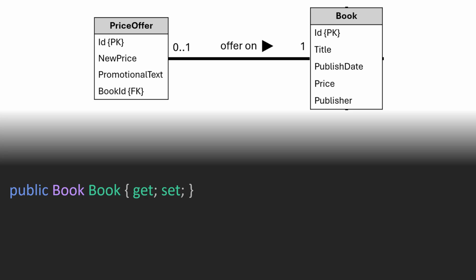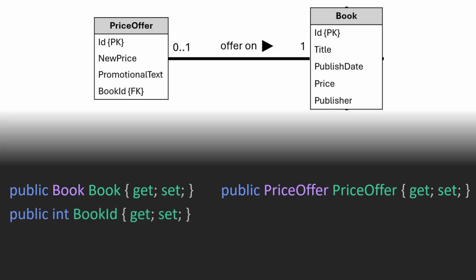For convenience, I would also recommend adding a navigation property the other way, from book to price offer. However, now EFC will not be able to tell which table to put the foreign key in. We can help EFC by explicitly defining the foreign key in the price offer class like this. Following this naming convention, EFC will recognize this property to be the foreign key, and because we are now explicitly stating it is a one-to-one relationship through the two navigation properties, EFC will add the necessary unique constraint on the foreign key for us. Let's try this out in Rider.